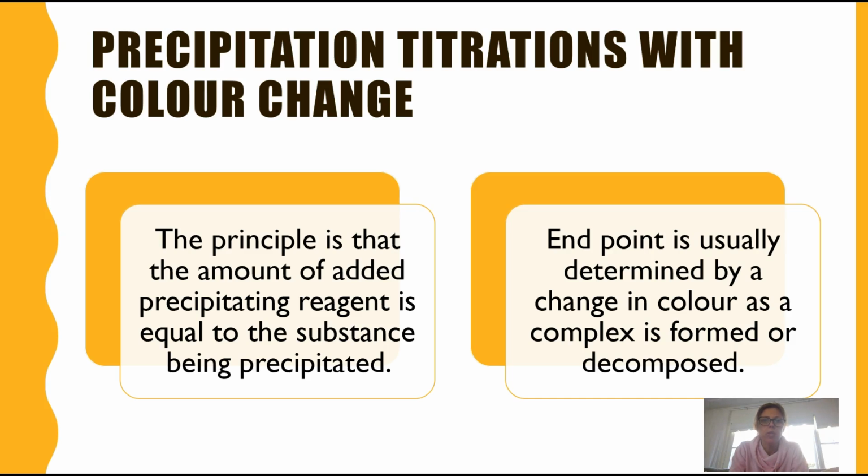So with precipitation with color change, which is I think what we're going to focus more on, the amount of the chemical that's added will be equal to the substance being precipitated, and our endpoint is usually determined, as I said before, as a change in color as that complex is formed.